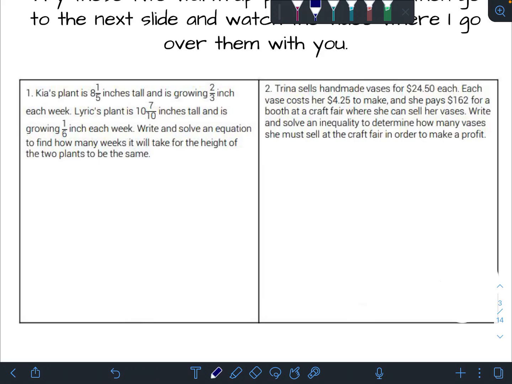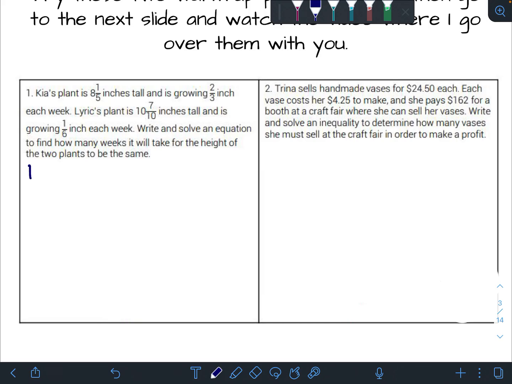Okay guys, so let's look at writing and solving equations, and then on inequalities we only have to write inequalities, you do not have to solve them. So I know on this first problem it looks a little bit crazy because it has all of these fractions, but don't stress about that. So let's first start by writing the equation.